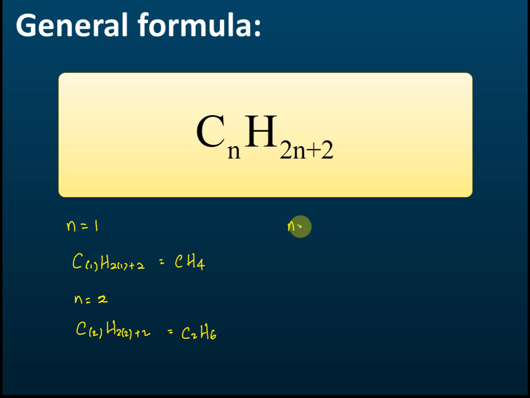How about if n equals 40? Then the formula will become C40 and then H(2 times 40 plus 2), so the formula becomes C40H82. So this is the formula of alkanes. The general formula is a guideline for us to write the formulas of alkanes. n represents the number of carbons, so we substitute the value of n into the formula, and then we can find the molecular formula of any alkane.